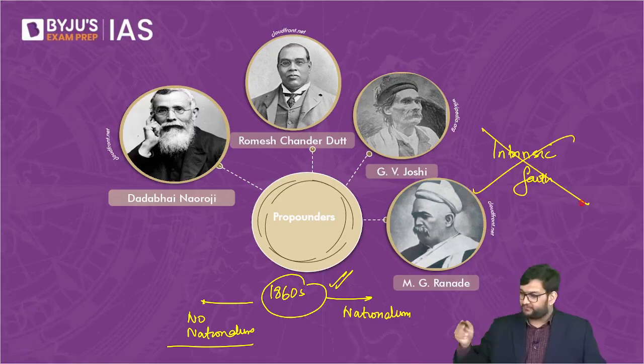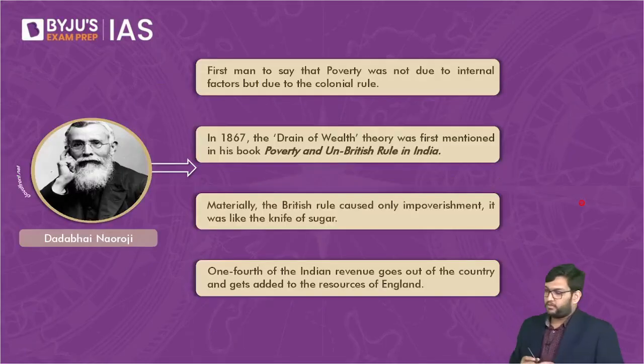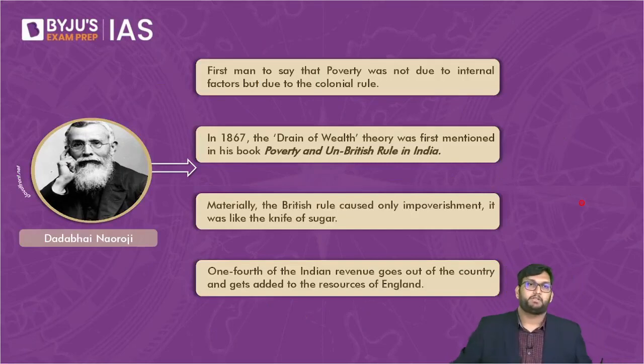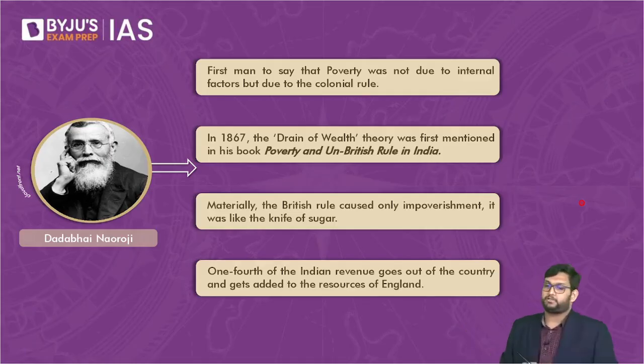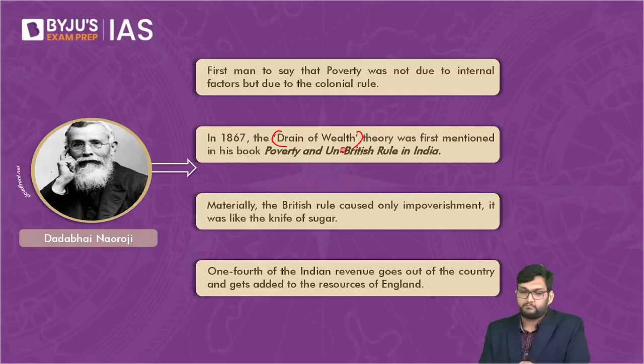So now can I develop the drain of wealth theory in front of you vis-a-vis what they actually said? Yes? Perfect. Great. So let's understand it. Dadabhai Naoroji, through his text called Poverty and Un-British Rule in India, argued about the drain of wealth. He was the first man to say that poverty was not due to internal factors, but due to colonial rule. Materially, the British rule only caused impoverishment, and it was like a knife of sugar, meethi churi.